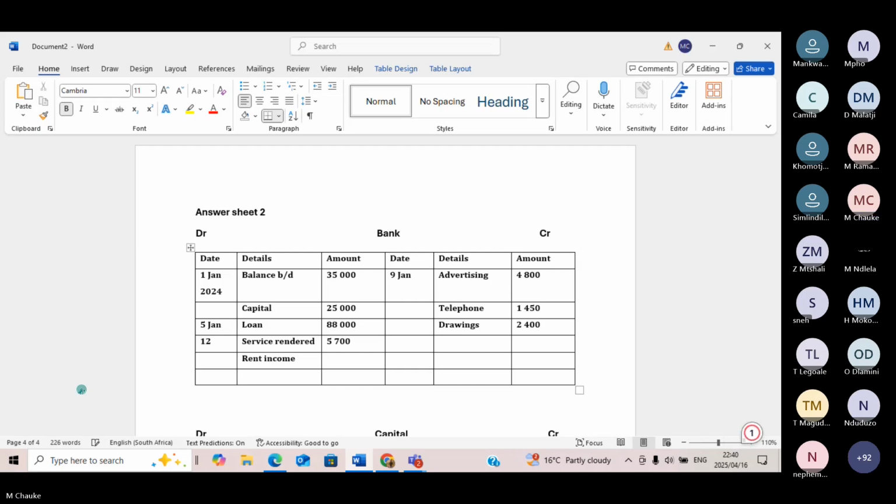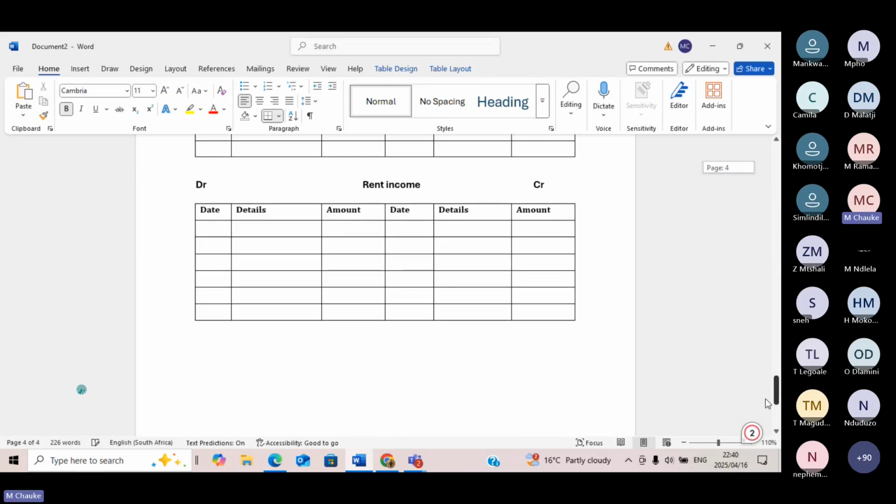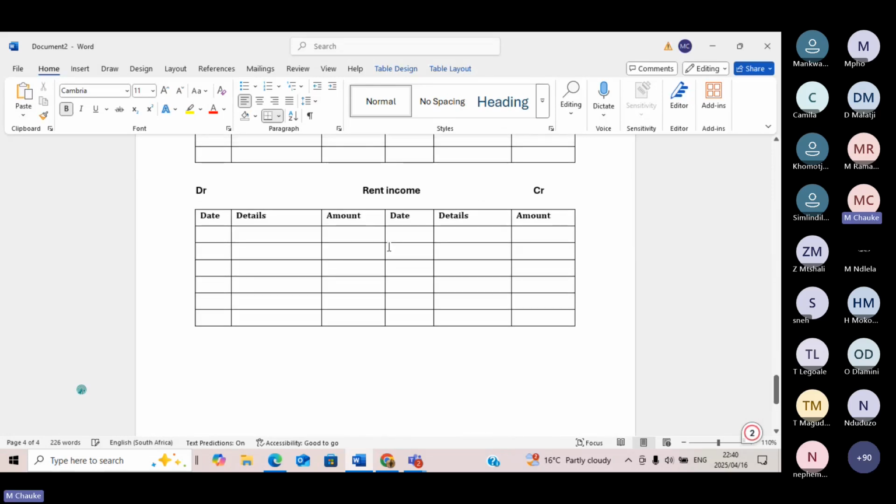Rent income. This transaction happened on the 26th, so you can say 26 right there, 14,500. And then after that, you go down to your rent account. Remember, rent is an income. This rent income account increases on the credit side. You're going to say bank, duality principle. And then the date is 26 Jan, and then 14,500. Are you guys following?